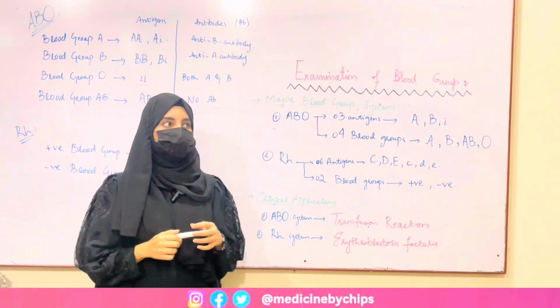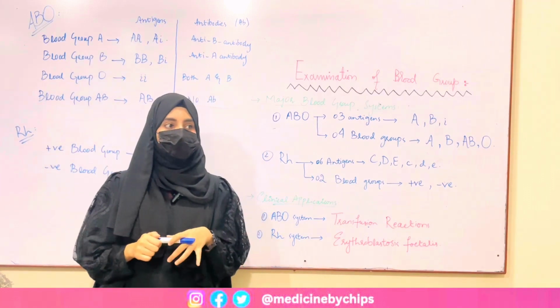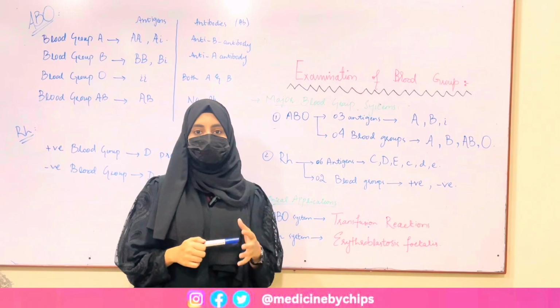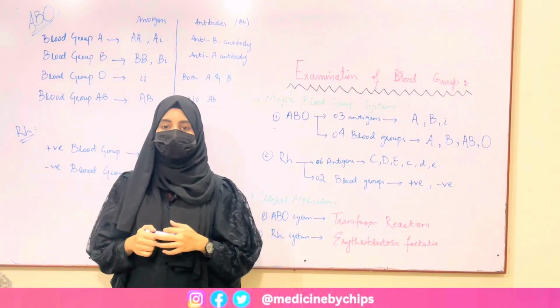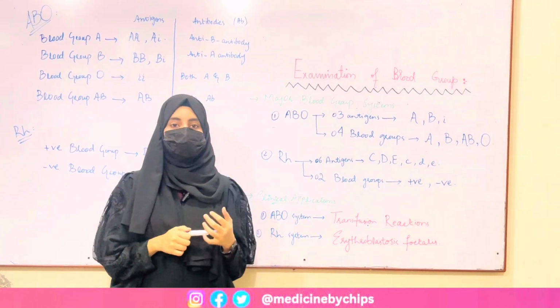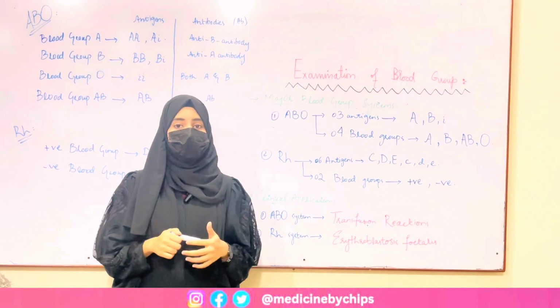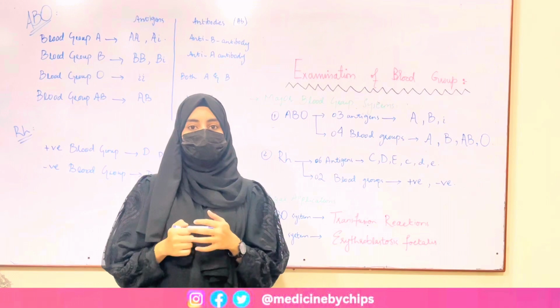And today we are here for the examination of blood group systems. As we all know, different human beings have different blood groups, and these blood groups are determined on the basis of specific antigens present on the surface of RBCs. These antigens vary from person to person, even within the same family, and therefore we have different blood groups.